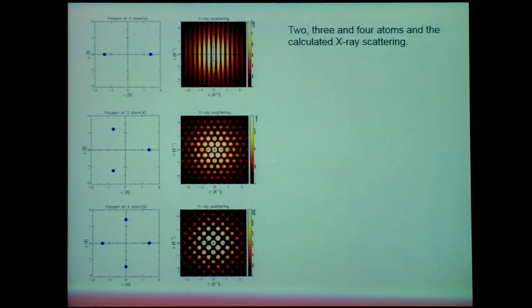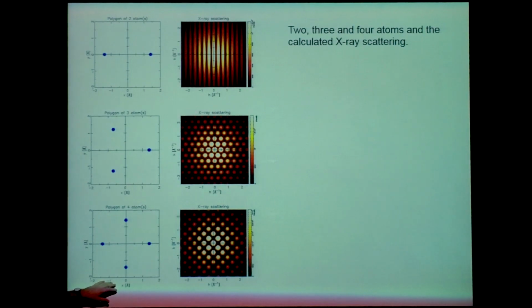If we take an example of the scattering from 2, 3, and 4 atoms, if we have 2 atoms, you get the scattering that looks like that plot at the top. The atoms have a regular period in this dimension. The resulting diffraction pattern is the same kind of period in that dimension. If we have 3 atoms, we get something like this. If we get 4 atoms, we get something like this.